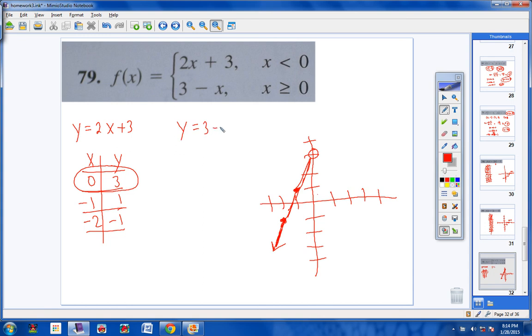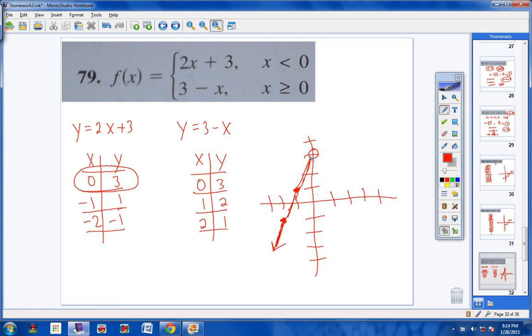y equals 3 minus x. The only values I can use are values greater than 0. Your x values have to be greater than or equal to 0. So I'm going to start at 0 and then go to 1 and 2. Put a 0 in for x, get 3. Put a 1 in for x, get out a 2. Put a 2 in for x and get out a 1.